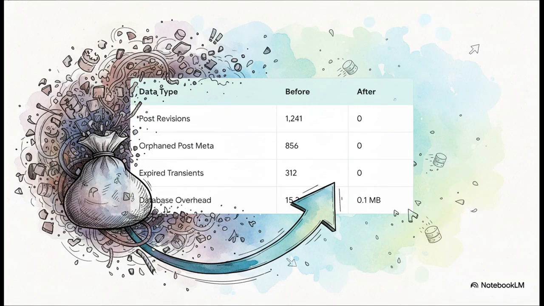And this is what happens when you're done. I mean, just look at this. This is a real-world example. Over 1,200 post revisions, gone. Nearly 1,000 pieces of orphan data, just vanished. And look at that database overhead. That's just wasted space. Slashed from over 15 megs down to practically nothing. These aren't just numbers on the screen. These are real improvements that make your database queries faster.